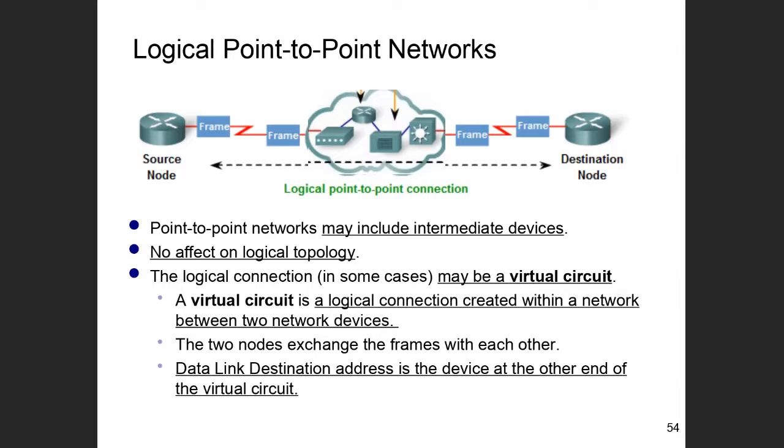In a logical point-to-point network, there could be devices that are in the middle. Now, when we subscribe to a service from a service provider, like the phone company, to get a data connection between two locations, of course, he's going to have his own intermediate equipment that does all the connections for us. But those are invisible to us.